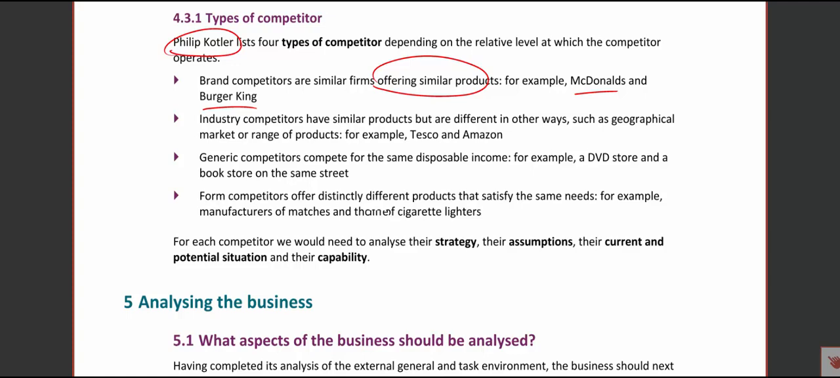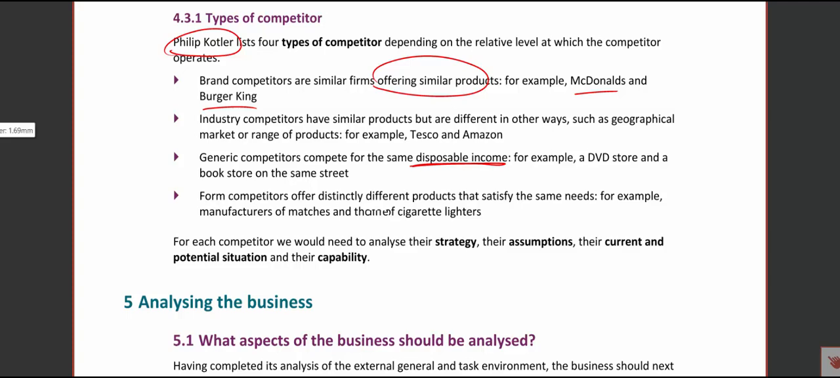So for example, Tesco and Amazon, they will have a reasonably large crossover in terms of the product they sell, but with Tesco I go into the store, and Amazon is obviously an online store, so they're similar products but pretty different in key ways. Generic competitors then are trying to compete for that same disposable income. So they're not the same product, maybe not even the same type of product or range of products, but they're trying to compete for that same allocation of money.